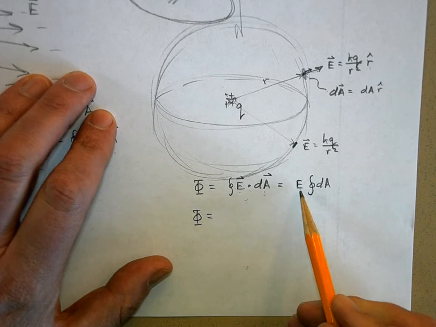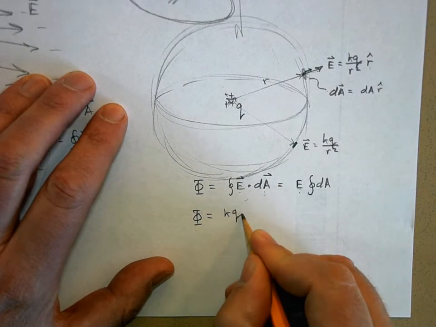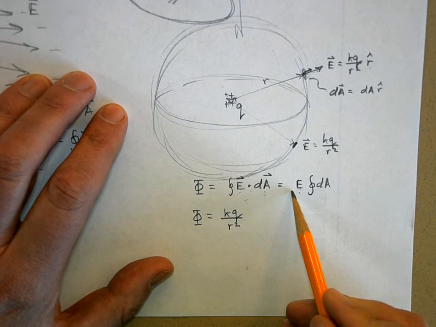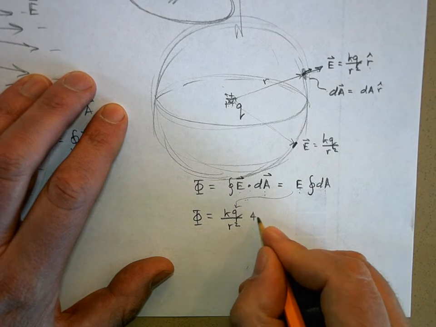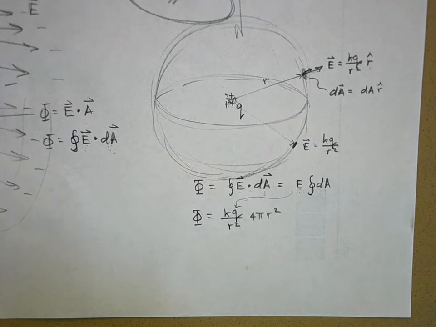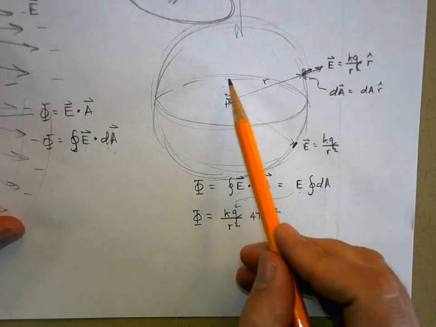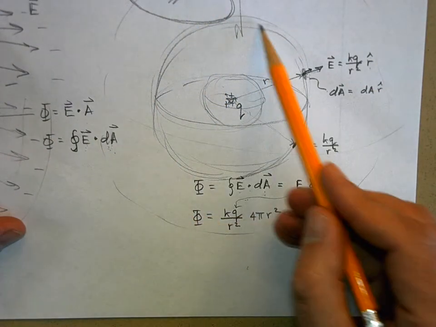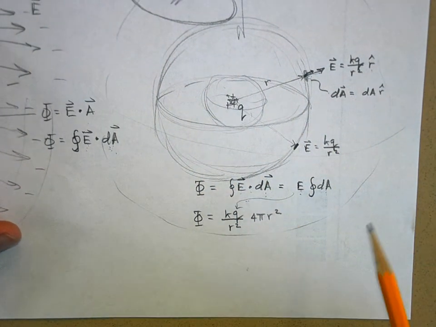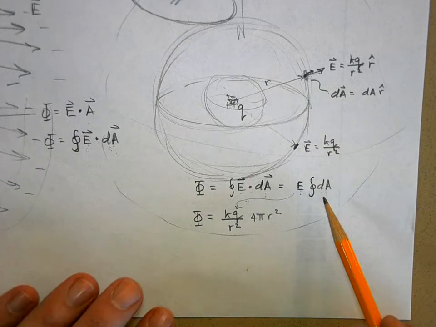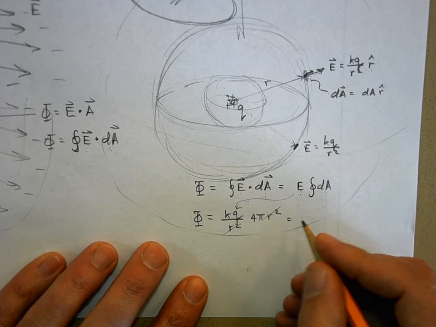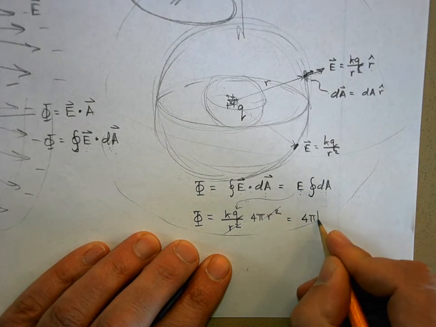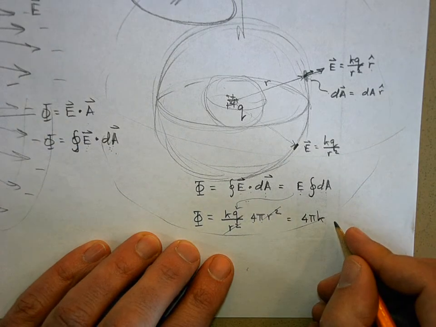Okay, so here's what we got. Phi is going to be equal to the electric field, which is KQ over R squared, times the area, which is 4 pi R squared. Now tell me why this is awesome. What happens to the R? It cancels. It doesn't matter what the radius is. I can surround it with the little baby sphere, or I could surround it with a big daddy sphere, or, you know, just right, the mama sphere. It doesn't matter what the radius of the sphere is, because the radius cancels out. And I get 4 pi times the electric constant, times q.